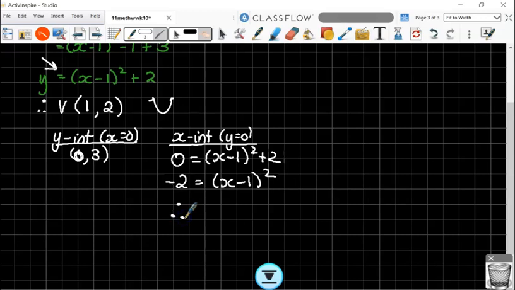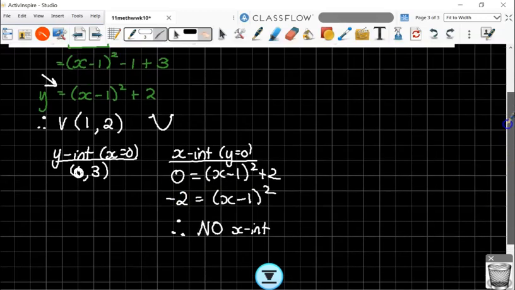What? Pardon? No. No x-intercepts. Why? Wait, I'm coming to you. Why have we gone no? Because you can't square root a negative number. Exactly. Everyone hear that? Because my next step would be, get rid of this squared, I'm going to square root. We cannot square root a negative number.